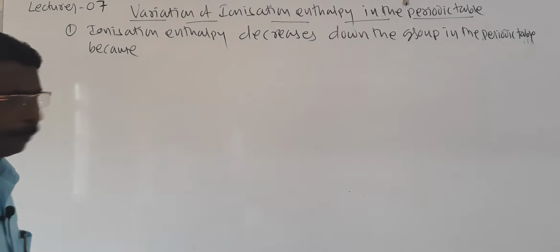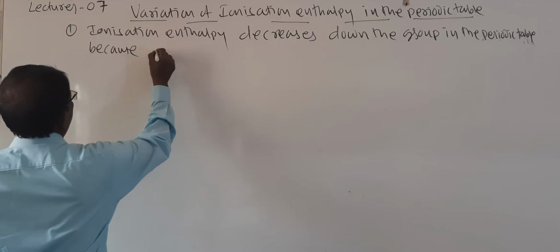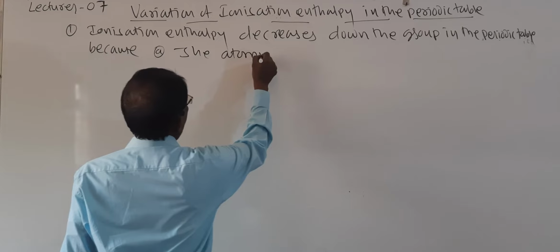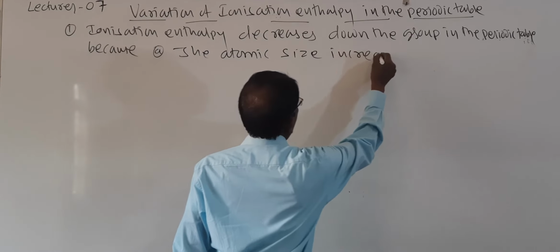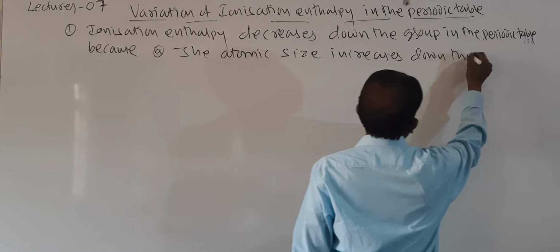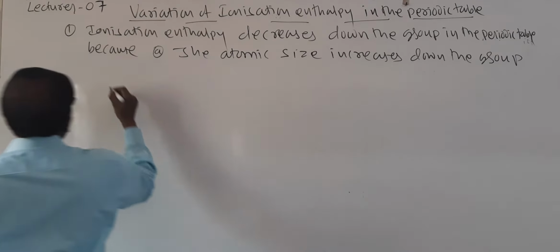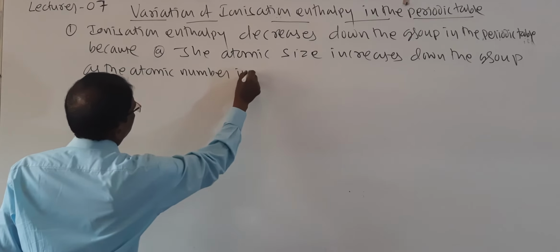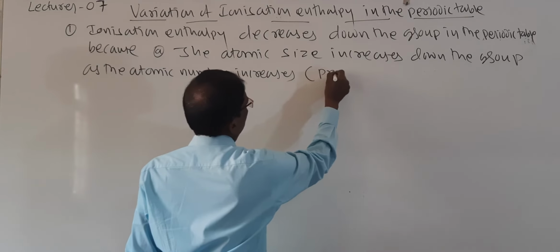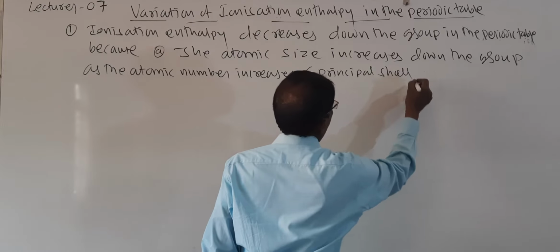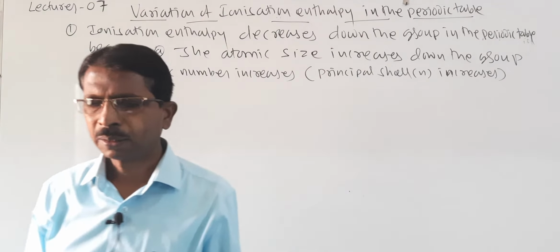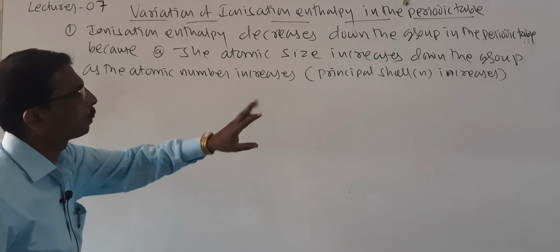Look here, the reason here, I will write A. Number one, the atomic size increases down the group as the atomic number increases, that is, the principal shell increases.